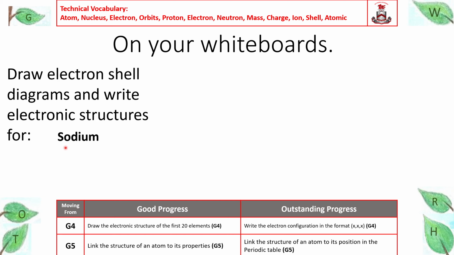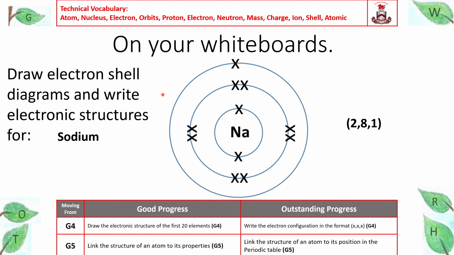Find sodium on your periodic table, draw the structure, and write the structure in shorthand notation. So pause it and then resume when you're ready. Okay, hopefully you've done that. Sodium has 2 electrons on the first shell, 8 on the second, and 1 on the third. Remember, sodium is a group 1, so it has 1 electron in its outer shell. The shorthand notation is 2, 8, 1.